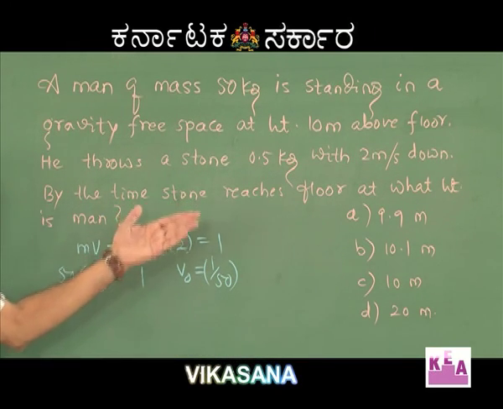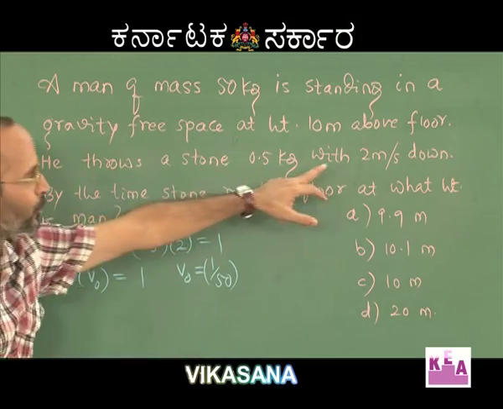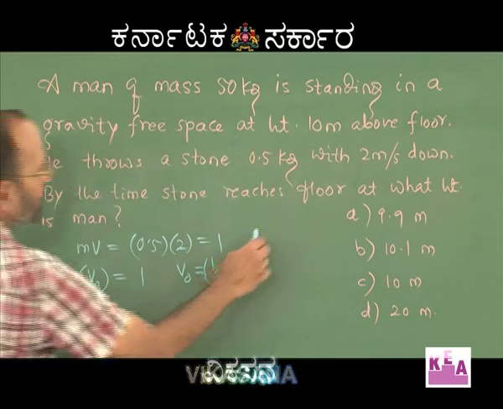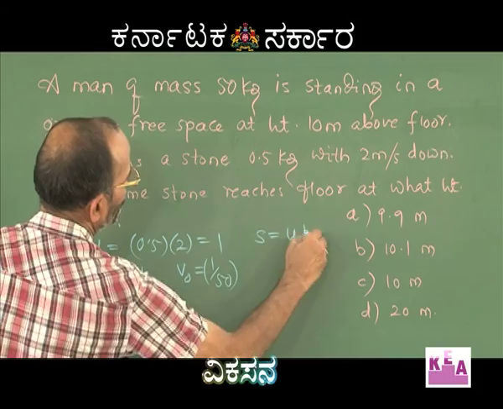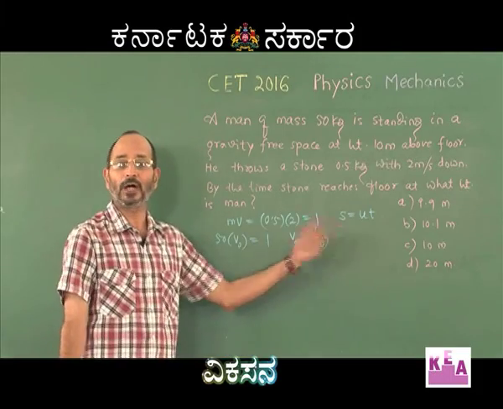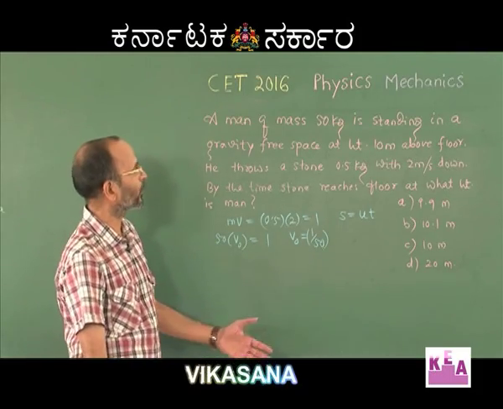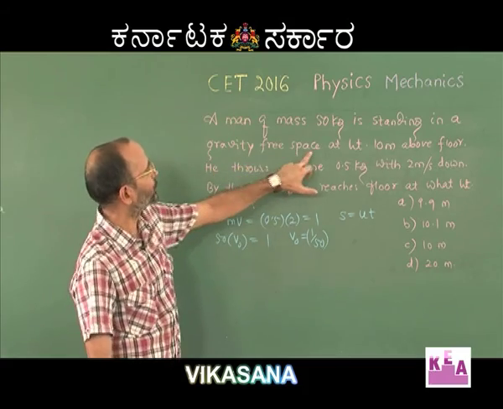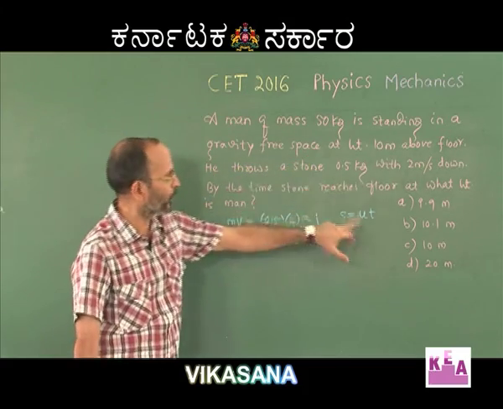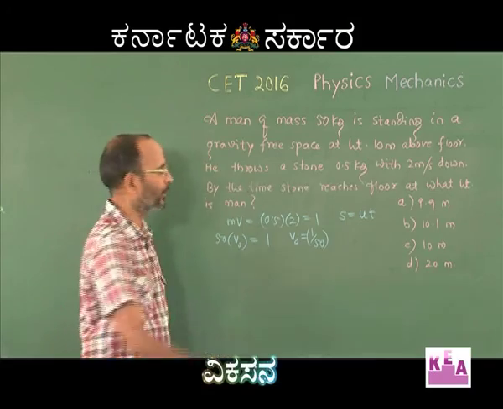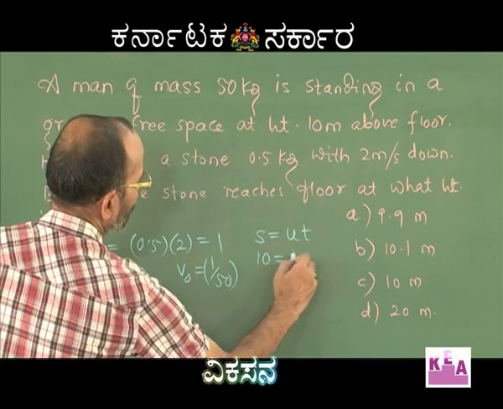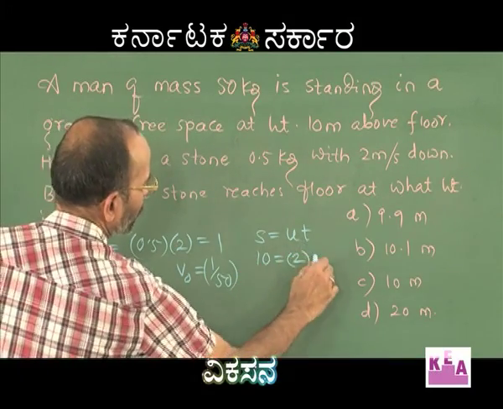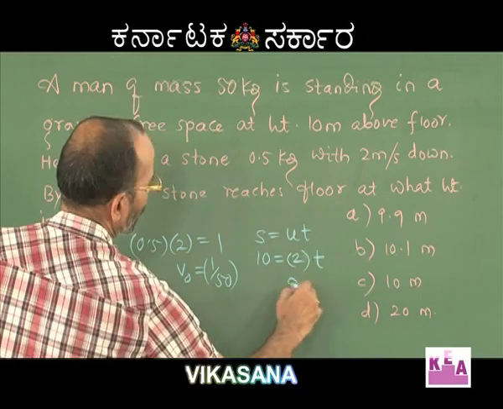And how much time does the stone take with a speed of 2 meters per second to travel 10 meters? You can say S is equal to ut. Why didn't I use half at squared there? Because let us not forget that the gravity free space has been provided, which means there is no acceleration of that stone which has been projected downwards. So it has to travel 10 meters, it has been projected with a speed of 2, therefore the time it takes will be 5 seconds.